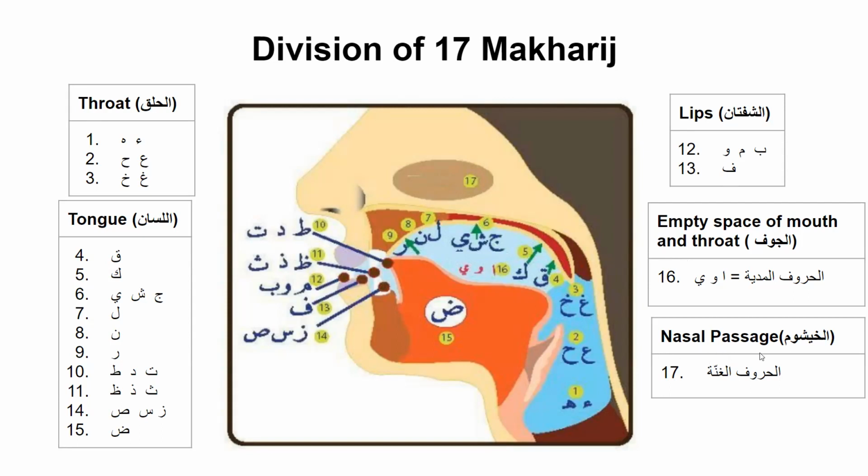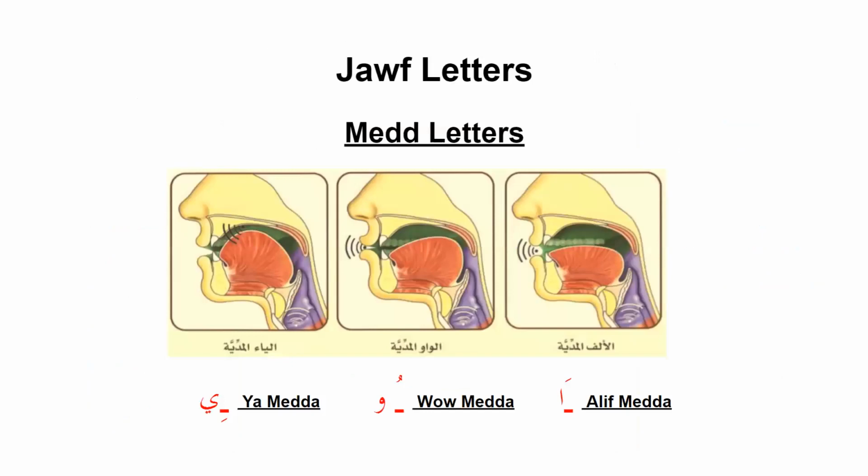Now, finally, we have the nasal passage, the khayshum. For this one, we only have 1 makhraj, meaning that you can use the nose only in one way in order to make sounds. For this one, you have the 2 letters mim and nun. So this one has 2 letters and only 1 makhraj. So this is just a basic overview, inshallah. We are going to go more into detail in the coming slides.